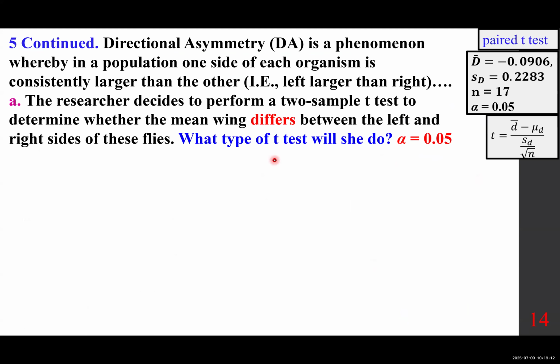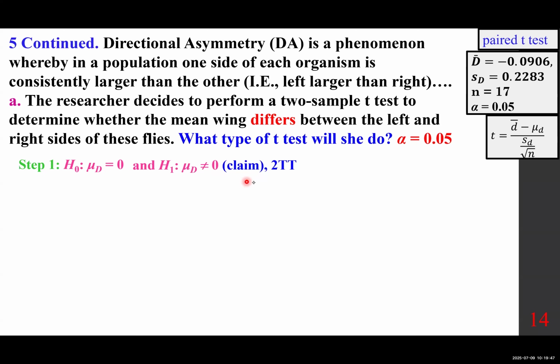So H0: mu sub D equals 0. That's the notation we use for the population. For H1, mu sub D is what? It just differs. So the researchers decide to perform the two sample t-test to determine whether the mean wings differs. It doesn't say less than or greater than, so it's not equal to 0. That's the claim, and that's a two-tailed test. This part that we write, claim and two-tailed test, is extremely important to understand the concept.